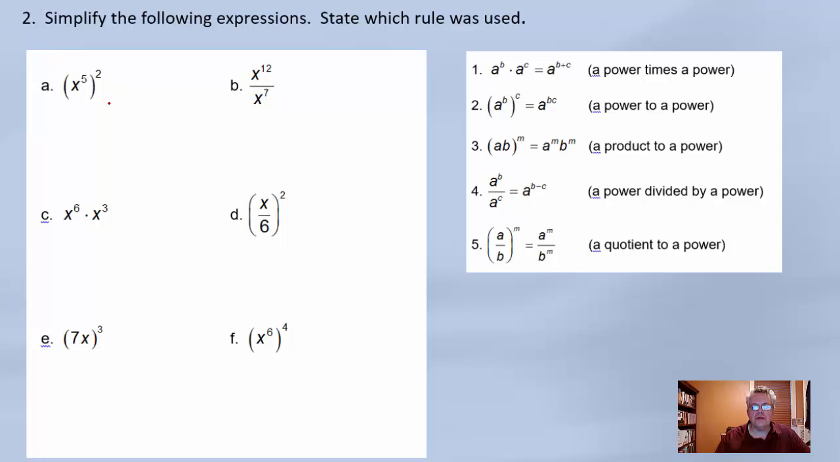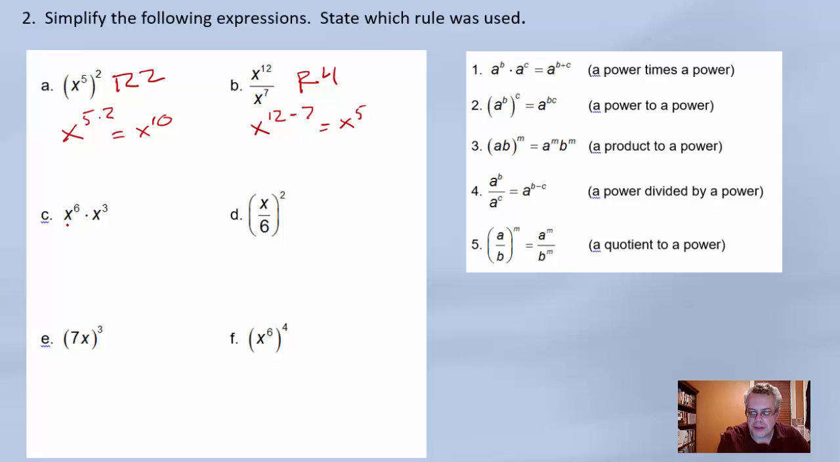So the first one, we see we have an exponent raised to another exponent. This is a power to a power. So that would be rule number 2. Let's write R2 for rule 2. And when we have a power to a power, we multiply. So this is x to the 5 times 2, which is x to the 10th. B. What rule is that? We're dividing powers. That's rule number 4. And rule number 4 says when we divide powers, we subtract exponents. So this would be x to the 12 minus 7, which is x to the 5.